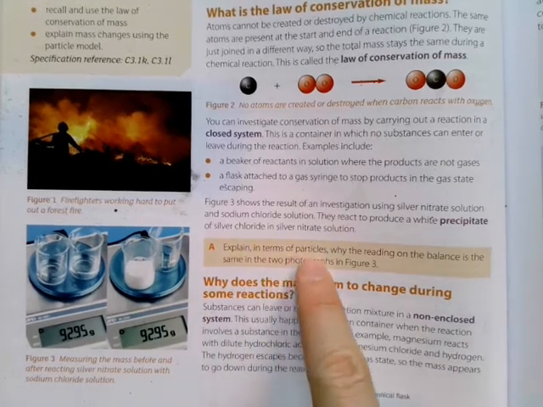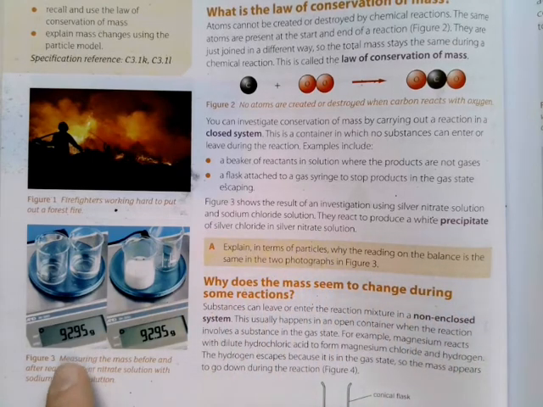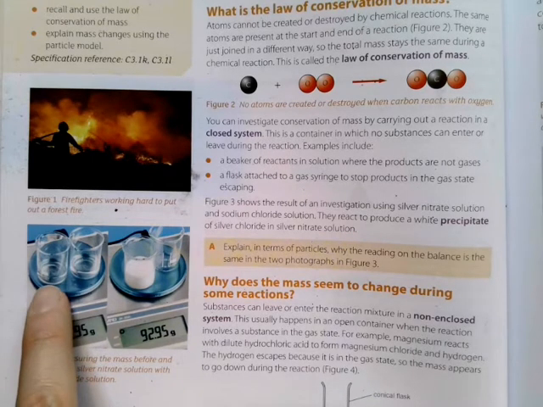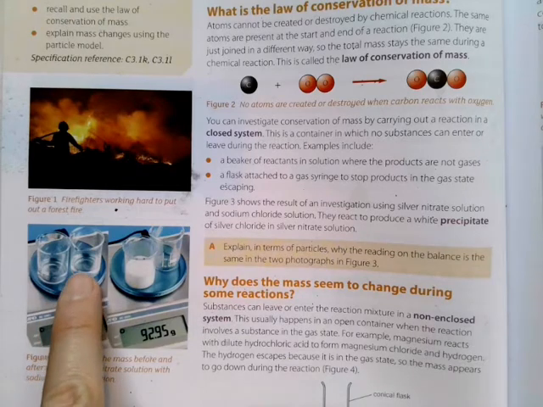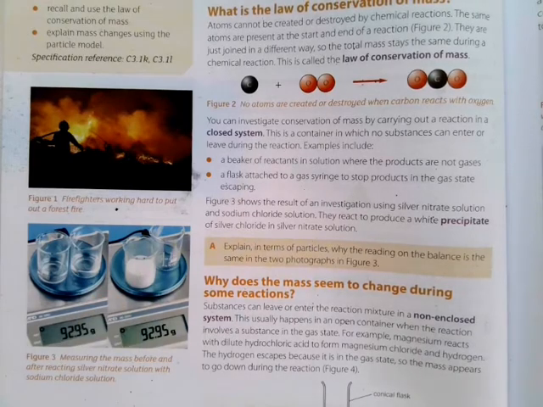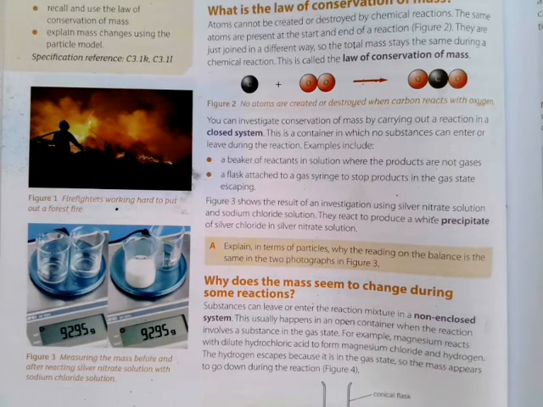Okay, so I'm going to go through these one by one. A: explain in terms of particles why the reading on the balance is the same in the two photographs in figure 3. So what we've got here is these two solutions, and then we pour this solution into this solution and we get this white solution here. And the question is, why is the mass the same before and after? So your answer should be that during a chemical reaction, the total mass stays the same. So we've done the reaction and the mass has stayed the same.